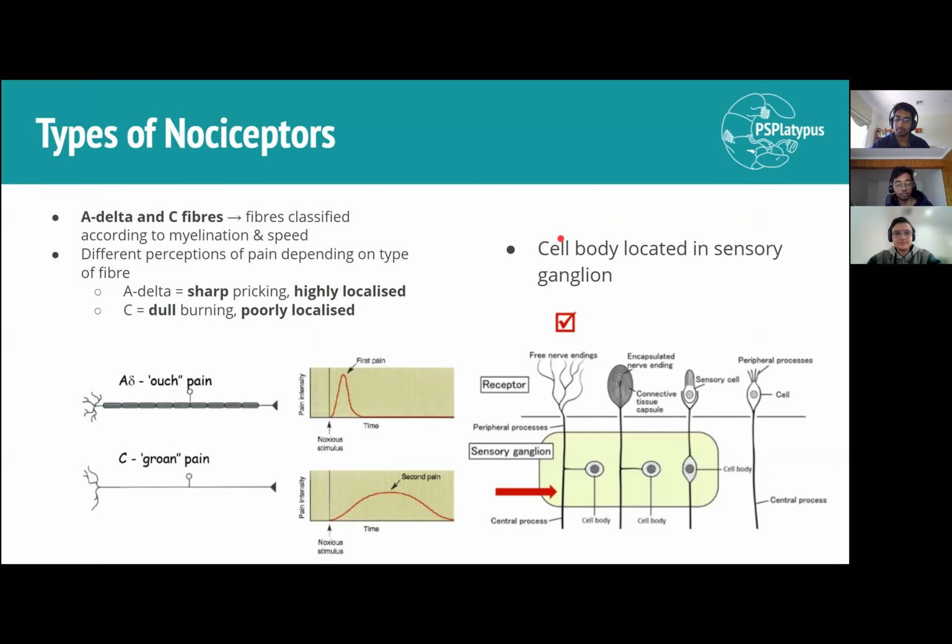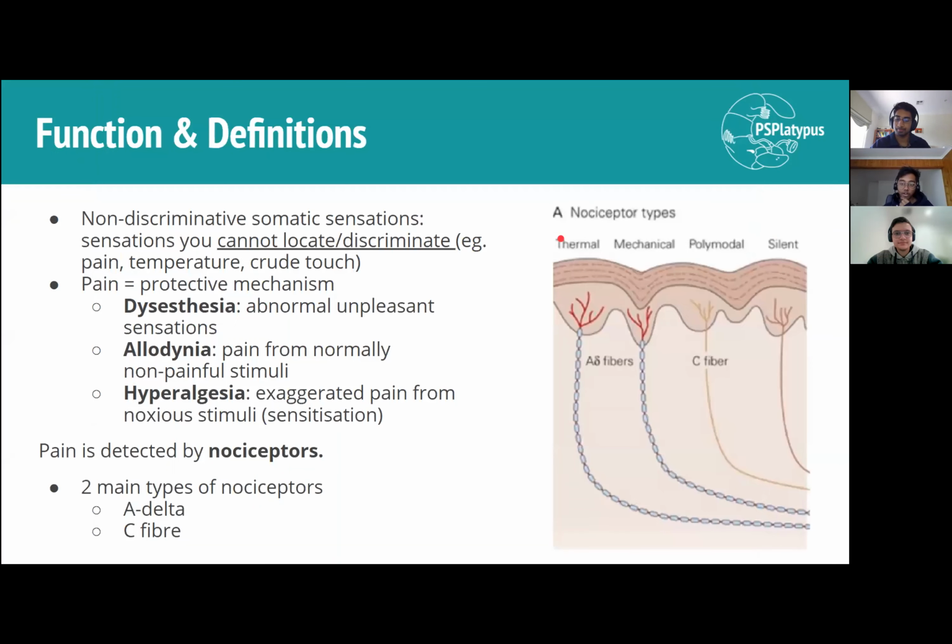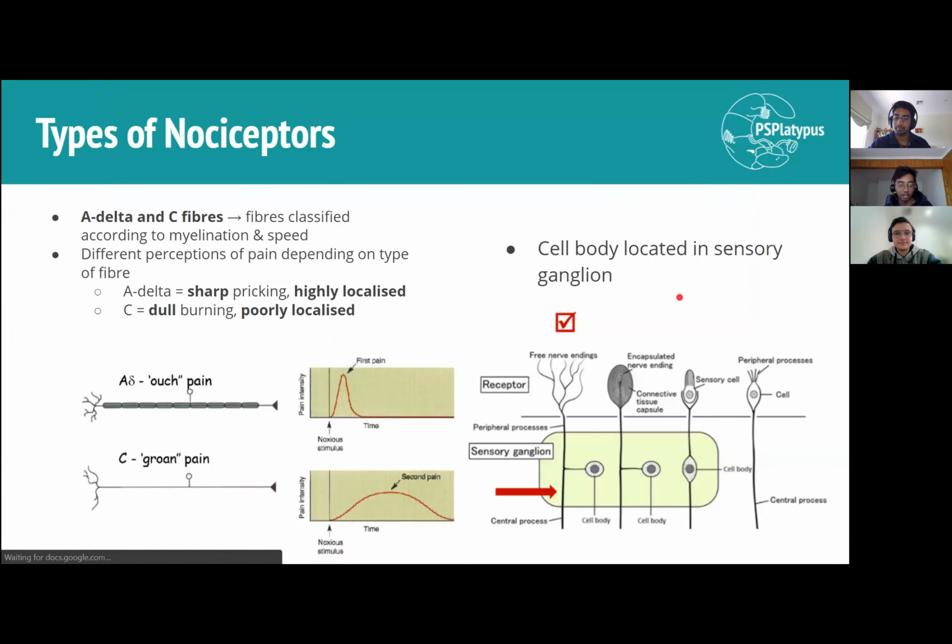All right, in this diagram, there's a brief picture of different types of nociceptors. We've got A delta and C fibers. If you remember from a prior lecture, the A delta, A beta, and all the different types of fibers are classified according to myelination and speed, with C fibers having little to no myelination and A delta having more. Since it has more myelination, it's generally faster, and it carries sharp pricking pain.